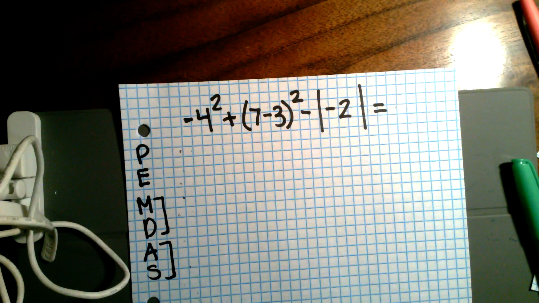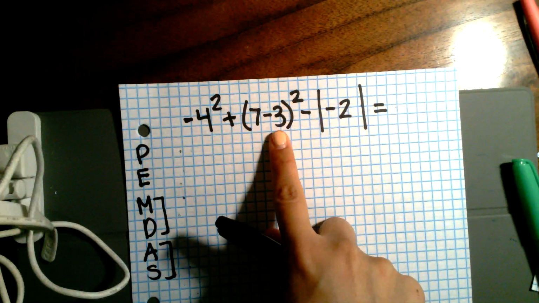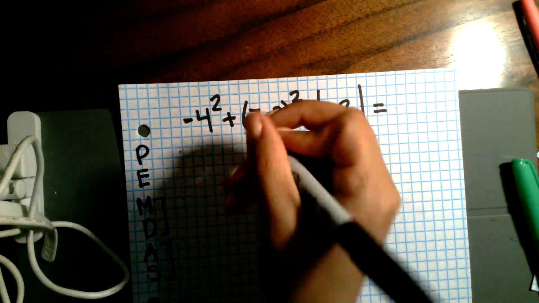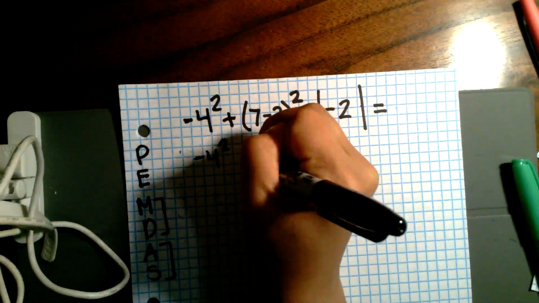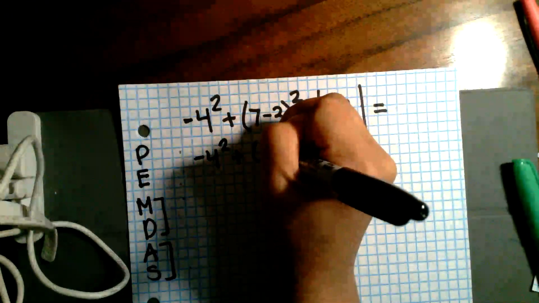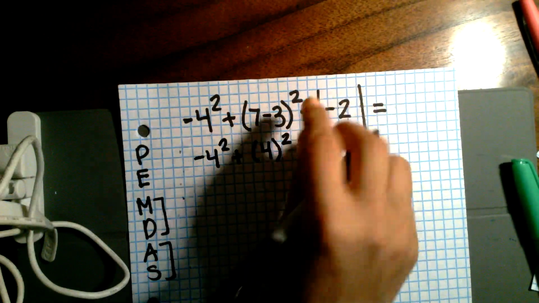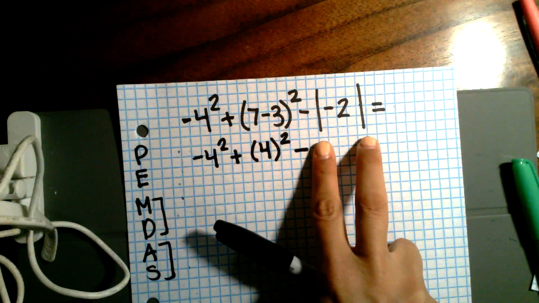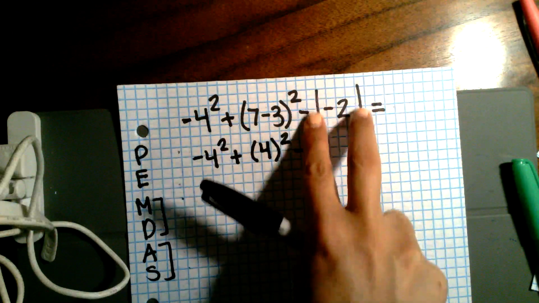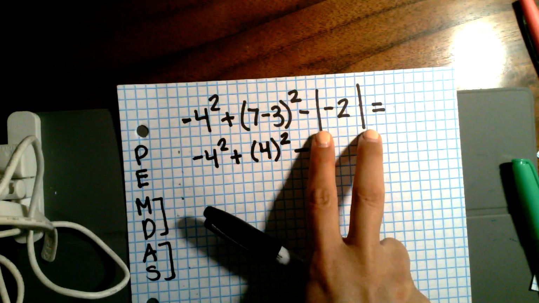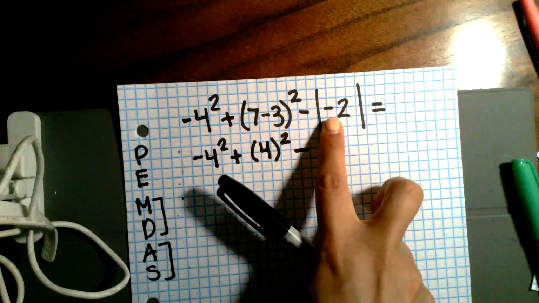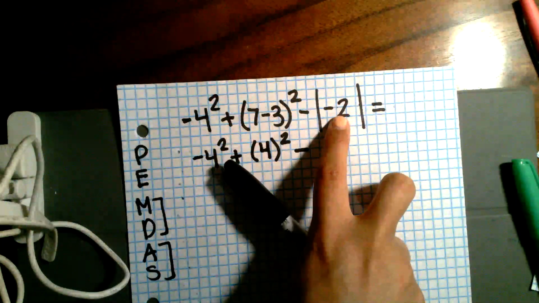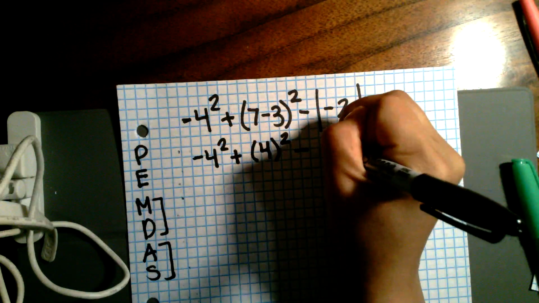Okay, so we're going to start with parentheses. Do we see any parentheses? Yes. So I have 7 minus 3, and 7 minus 3 would be 4. So I have negative 4 squared plus the 4 is going to stay in those parentheses because look, it is squared. Minus, so when we're doing parentheses, we can also work with these, which are called absolute value signs or symbols. In absolute value symbols, whatever is inside here just changes to positive. So negative 2 would become a 2.